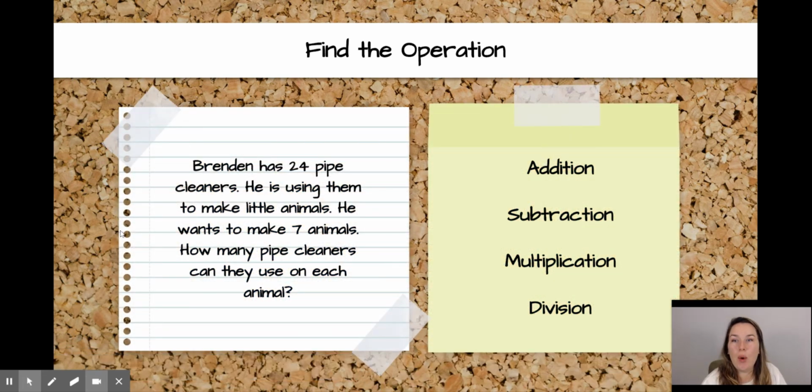Brendan has 24 pipe cleaners. He is using them to make little animals. He wants to make 7 animals. How many pipe cleaners can he use on each animal?